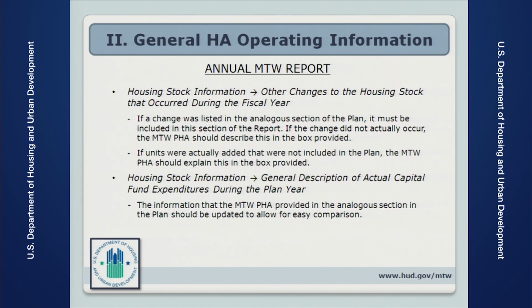In changes to the housing stock, if there were units that were added that were not included in the plan, we do want to make sure that those are noted in the report so that it is clear what units were added during the year. And then on capital fund expenditures, again, you're updating what you provided in the annual plan. If the amount of MTW money that went into your capital budget changed, if the actual uses of the money changed, if projects were delayed, we just want to get an update on that by development, similar to what you had in the plan.